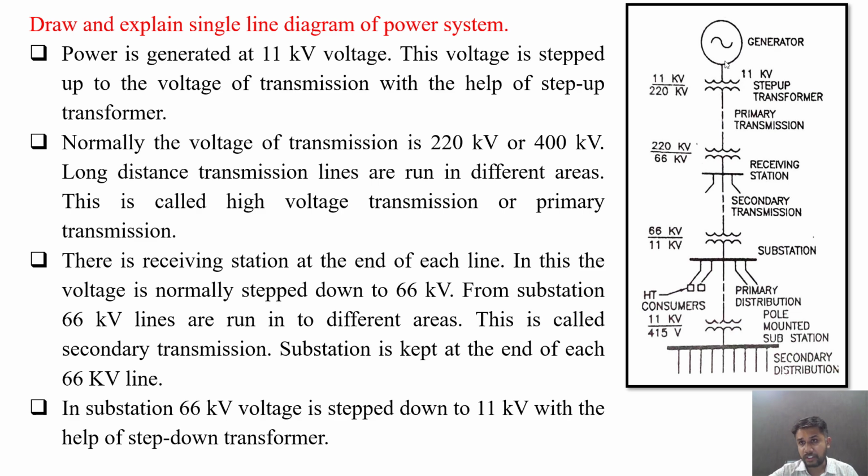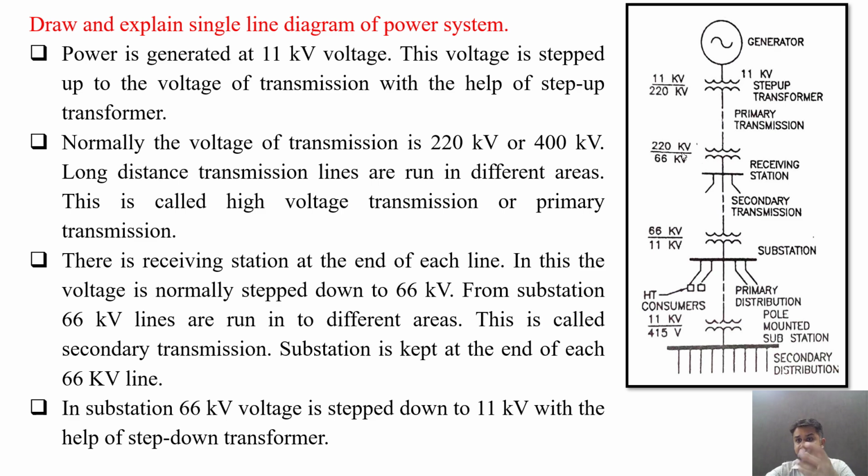So in the figure you can visualize this is the generator where the power is generated at 11 kV. That 11 kV power is now stepped up with the help of transformer. So the power transformer is stepping up this voltage up to 220 kV. This power is now transferred via transmission line. This is known as the primary transmission network.